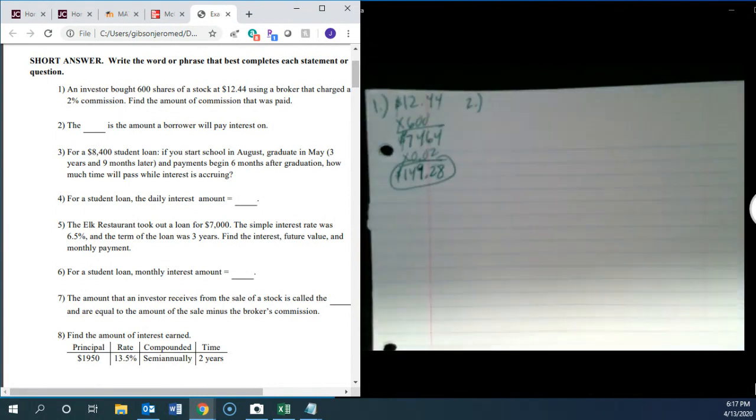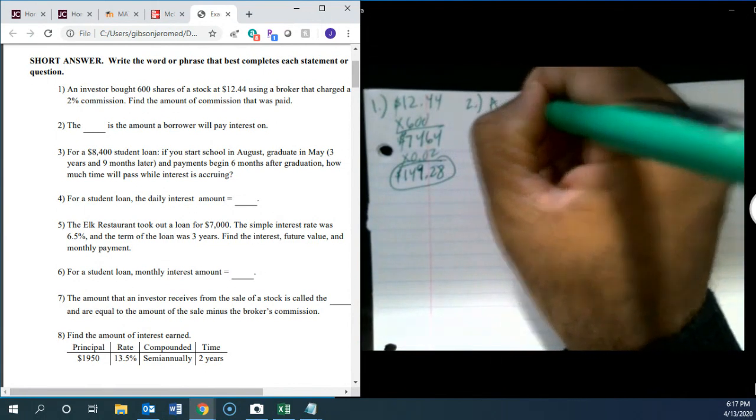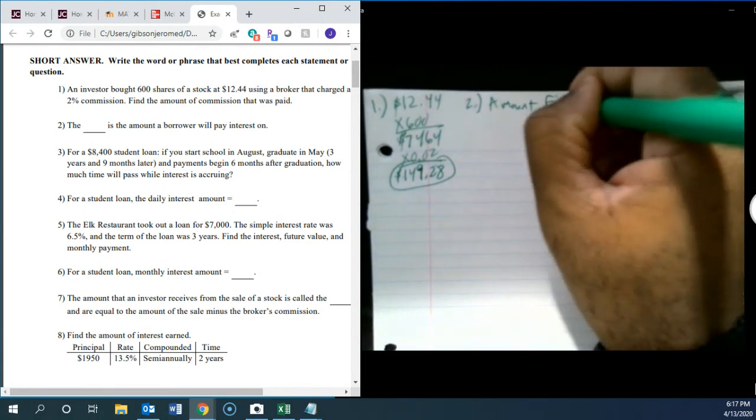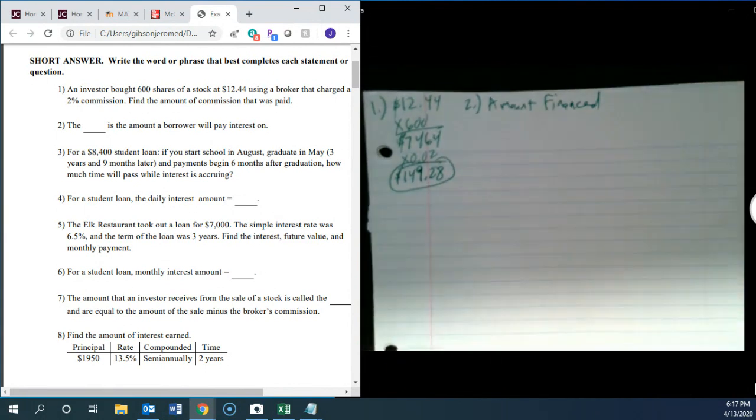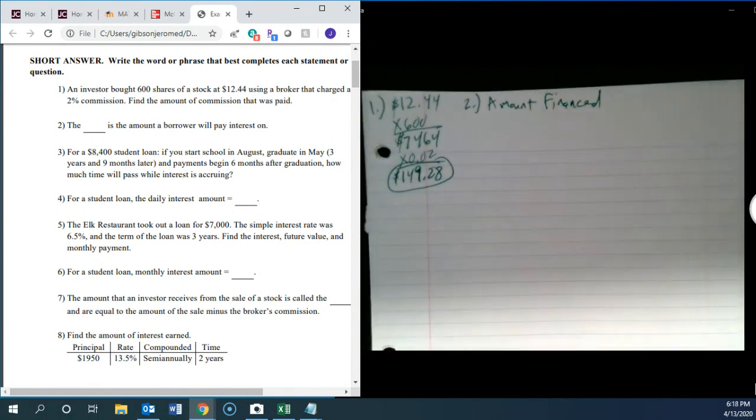Okay, problem number 2. It says the blank is the amount a borrower will pay interest on. It's the amount financed. So it's basically just the amount you borrowed. Whatever amount you borrowed, that's what you will pay interest on. That's basically what the amount financed is. I don't know why this is not focusing well. Okay, yeah, that looks good.